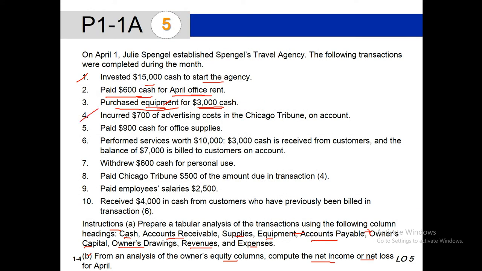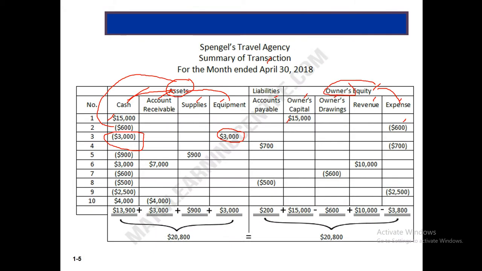Now transaction number 4, incurred 700 of advertising cost in the Chicago Tribune on account. For this transaction, the liability accounts payable increases, and owner's equity decreases by $700 due to advertising expenses. So we can see this transaction here, transaction 4: 700 liabilities, accounts payable increases, and the owner's equity decreases, expenses. That means due to advertising expenses, 700.